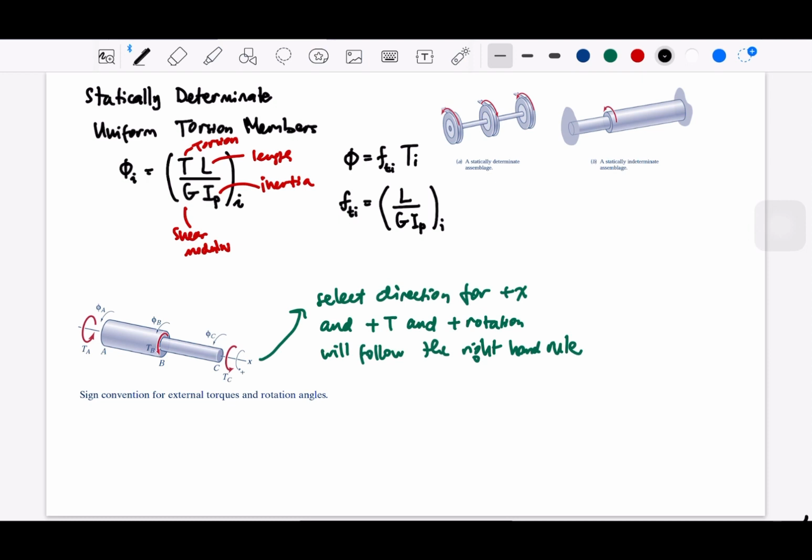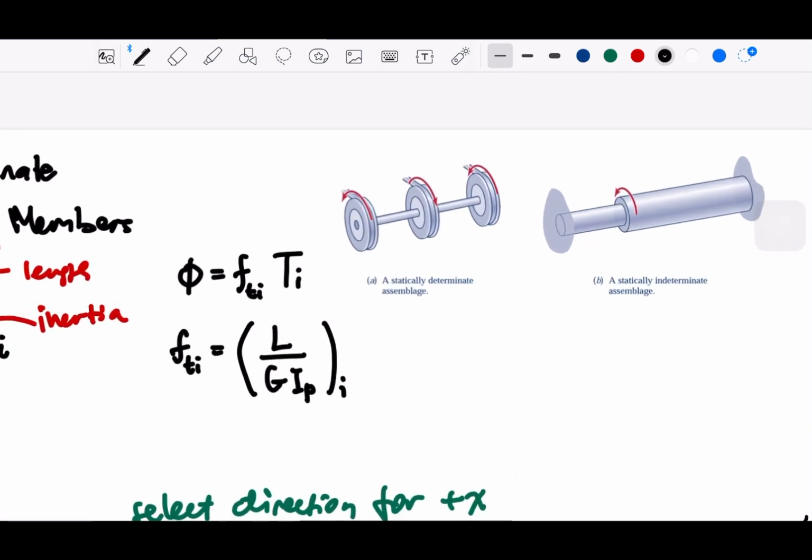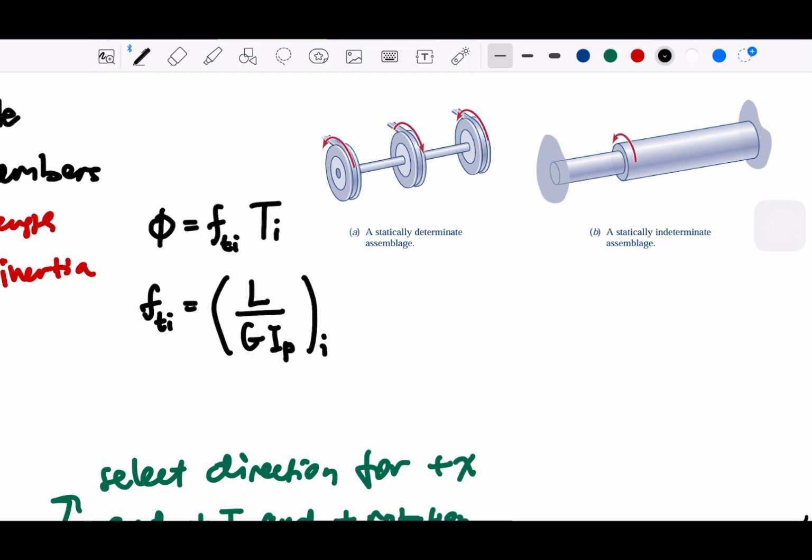Okay, so let's begin our class. I would like to start with a review of what we have in the statically determinate members. Statically determinate means that all the information is given. Now, because we are in torsion, the information will be about torsion, the inertia, the diameter, and so on, or torsion and angle. That's the important one.